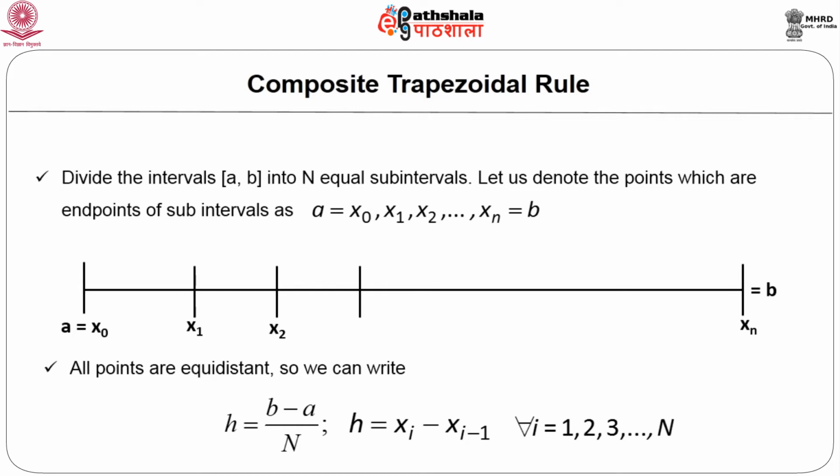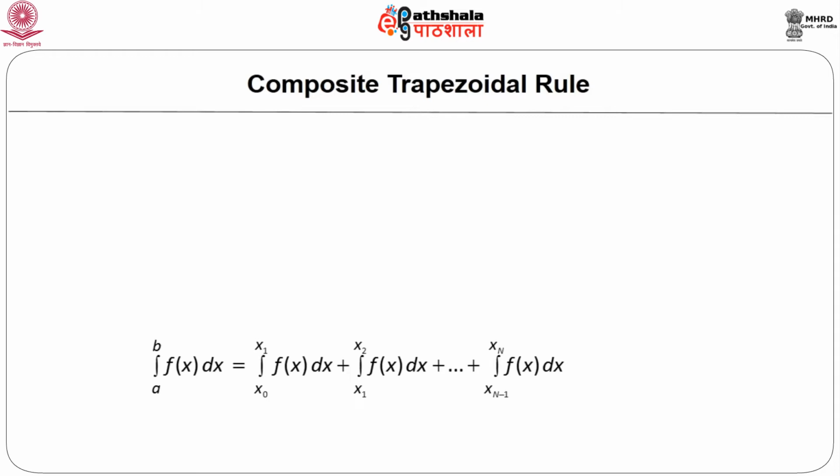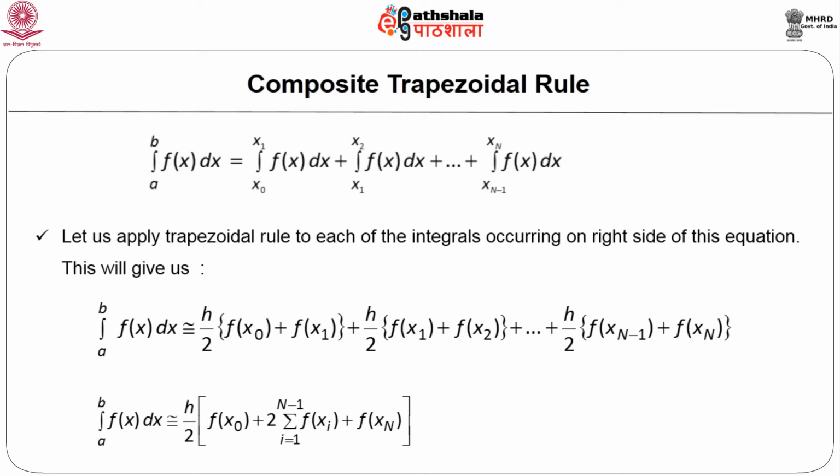It is the same as x1 minus x0, or x2 minus x1, or x3 minus x2, in general x(i+1) minus xi. And now we can write our integral from a to b of f(x) dx as the sum of the integrals from x0 to x1 of f(x) dx plus x1 to x2 of f(x) dx plus x2 to x3 of f(x) dx, and so on, continuing up to x(n-1) to xn of f(x) dx. In other words, it is the summation, sigma i equal to 0 to n minus 1, of the integral from xi to x(i+1) of f(x) dx.